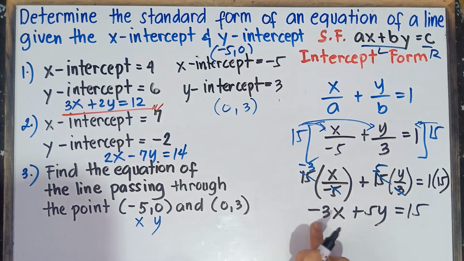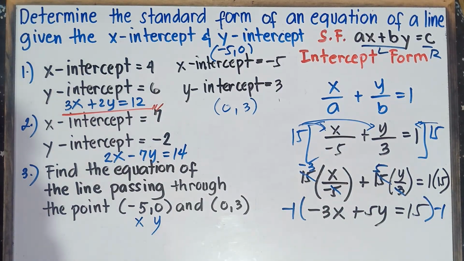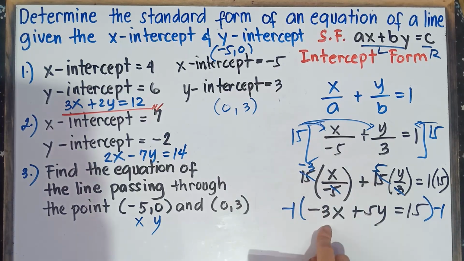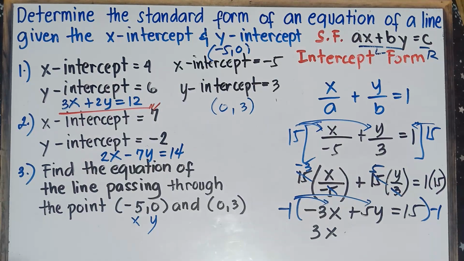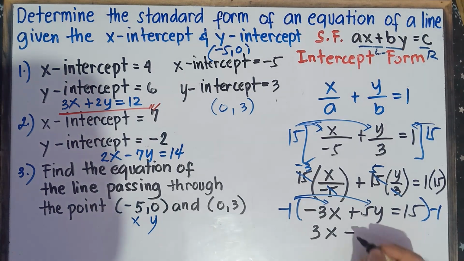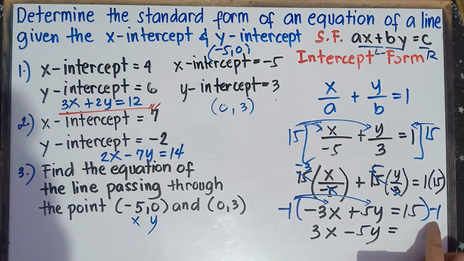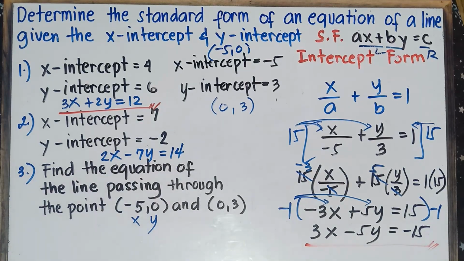Since this is negative 3, we need to multiply both sides by negative 1, because negative multiplied by negative is positive. Negative 1 multiplied by negative 3 would be positive 3. Simply copy x. And then negative 1 multiplied by positive 5y: negative times positive is negative, 1 times 5 is 5. Simply copy y. Copy the equal sign. 15 times negative 1 would be negative 15. Is this our final answer, class? Yup, this will be our final answer with regards to example number 3.